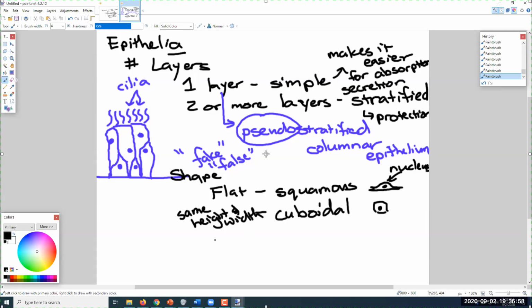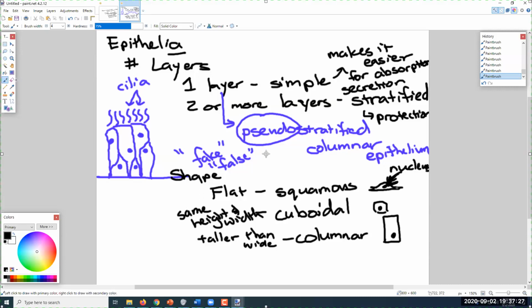However, if there is another one that's taller than it is wide, then we call that columnar. And columnar will look something like this. I guess the nucleus is, let me point to it a little bit closer, this little dot.